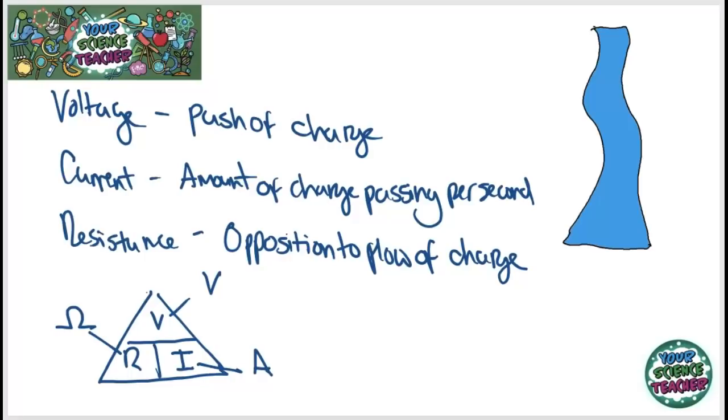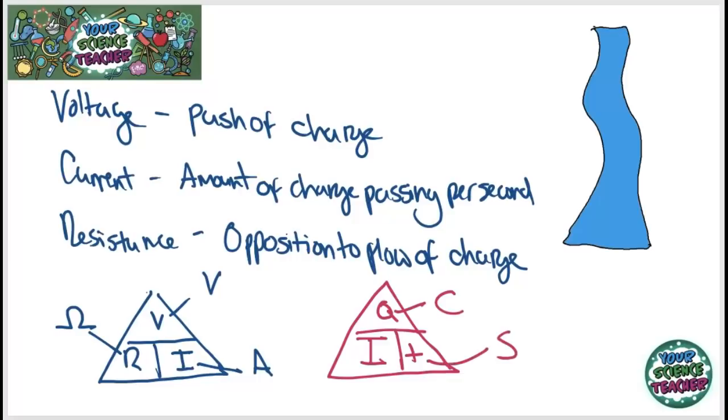Also, from the definition of current, you can come up with a little equation as well, because we know that the current is the amount of charge passing per second. You can get yourself a little triangle here, and you know that I equals Q divided by T, where Q is the charge, which is measured in coulombs, T is the time in seconds, and I obviously is the current measured in amps.